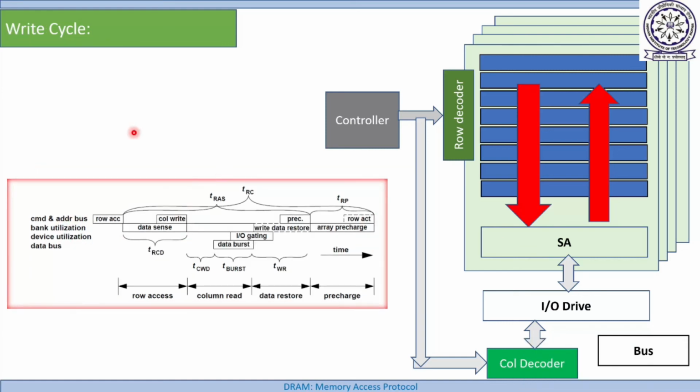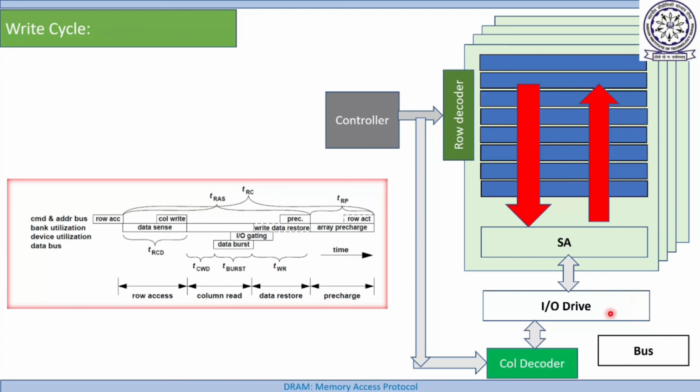The write cycle is almost the same as the read cycle. It is easy to understand if you have understood the concept of the read cycle. The only difference here is in the second phase, once this data is available in the sense amplifier, instead of reading it from here, we are writing something to this row. First, the row activation command is issued by the controller. After issuing the row activation command, the data from the row will be available in the sense amplifier, and the time required is T_RCD, that you already know. After this, since data is available here, we'll perform this write operation.